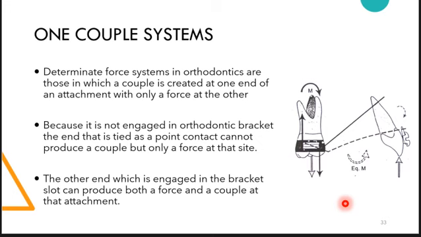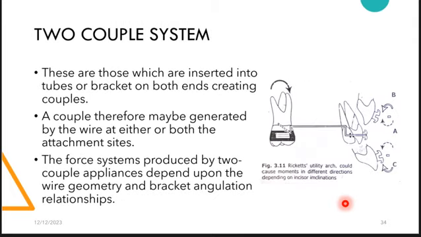If the goal is to move more than one tooth, the tooth movement segment similarly must be tied so that the teeth become a single unit. Coming on to two couple systems, these are those which are inserted into the tubes or brackets on both ends, creating couples. A couple therefore may be generated by the wire at either or both of the attachment sites. The force systems produced by two couple appliances depend upon the wire geometry and bracket angulation relationships.